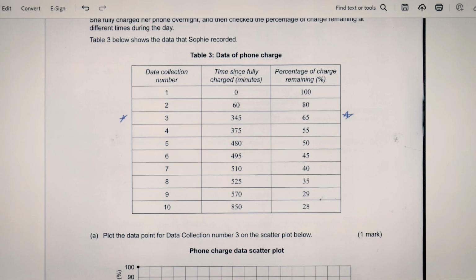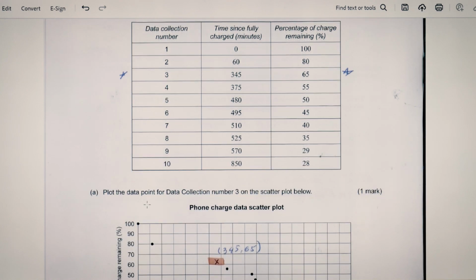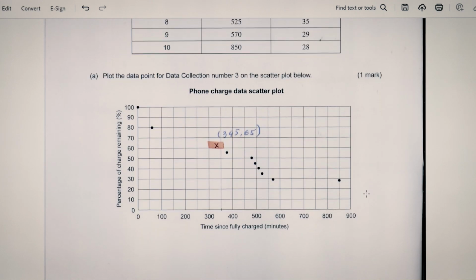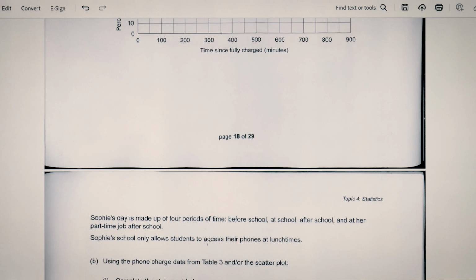And the last question on the statistics. Sophie believes that her phone battery is going flat quicker than it should. She fully charged her phone overnight and then checked the percentage of the charge remaining at different times during the day. Table 3 below shows the data that Sophie recorded. Time since fully charged is in minutes, and the battery life. Plot the data point for data collection number 3. So number 3 is 345 and 65. It's a 1 mark question. We just want to see that students are using the scaling well and know where to put the cross or the dot.